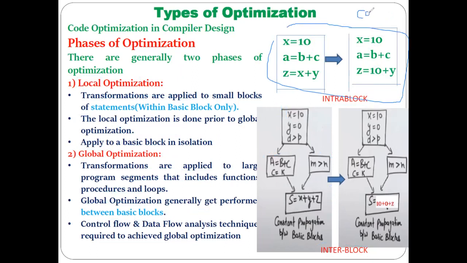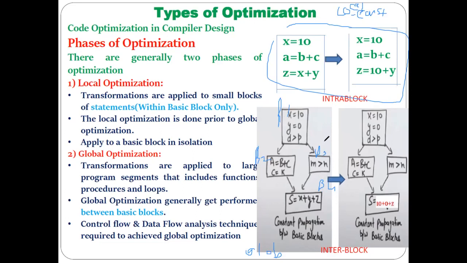This is also an example of constant propagation, but this is a local constant propagation. Why are we calling it local? Because it is performed only within a basic block. Now this is also an example of constant propagation, but this is a global constant propagation. Let's see why I'm calling this global. As I told you, these are the four basic blocks: b1, b2, b3, and b4.